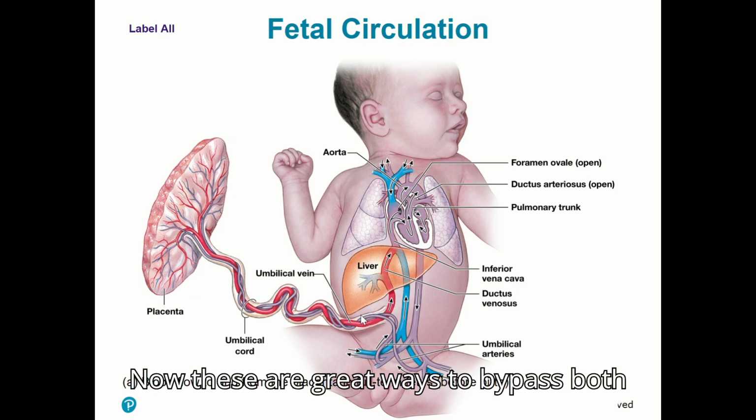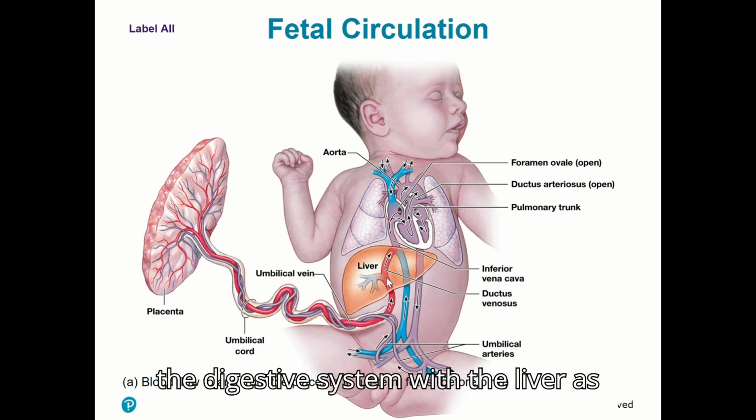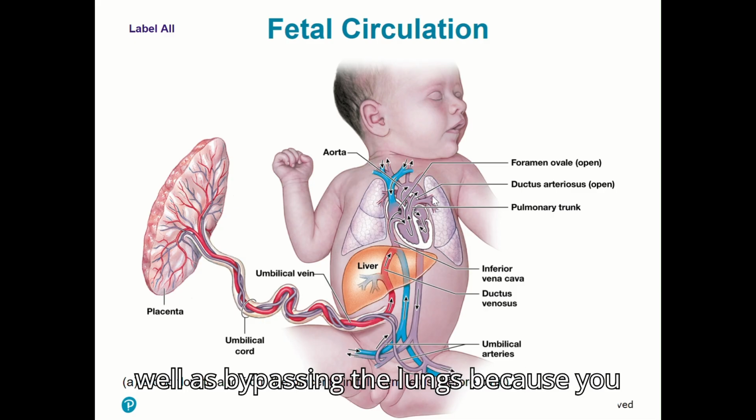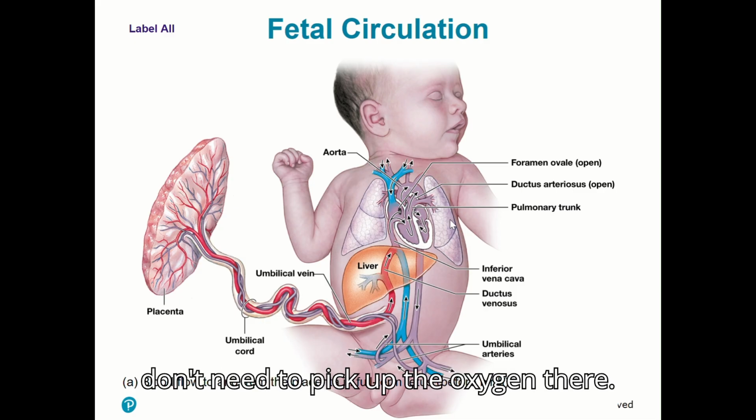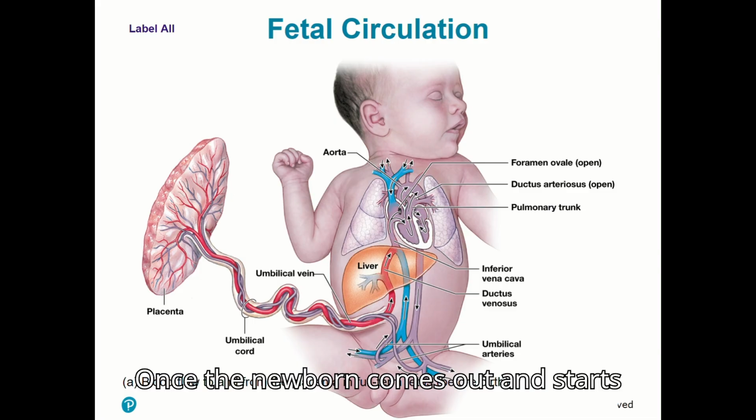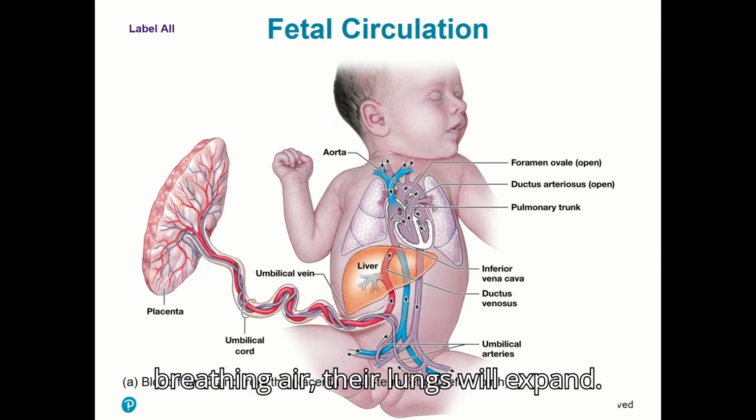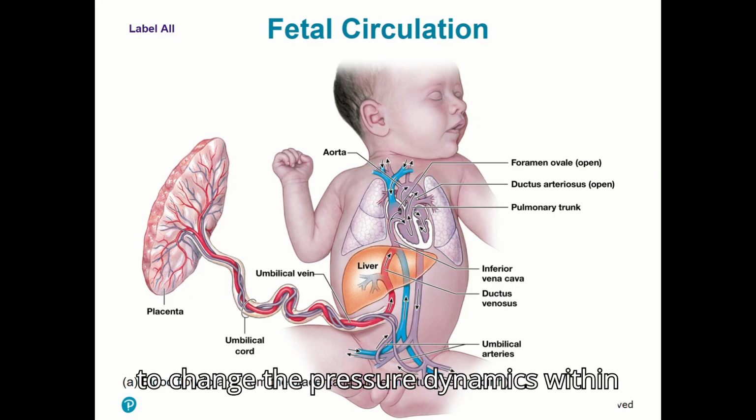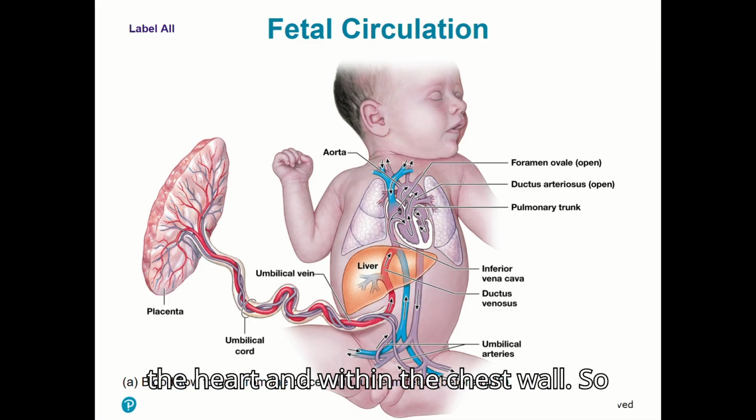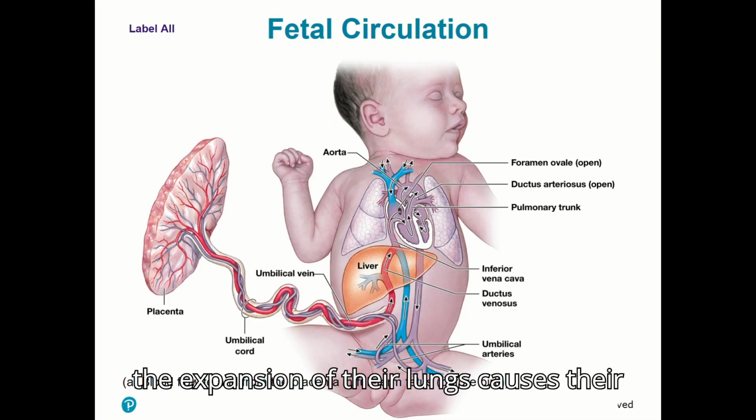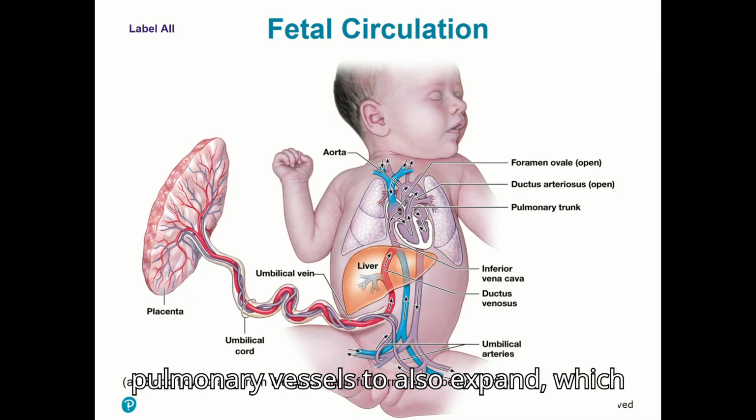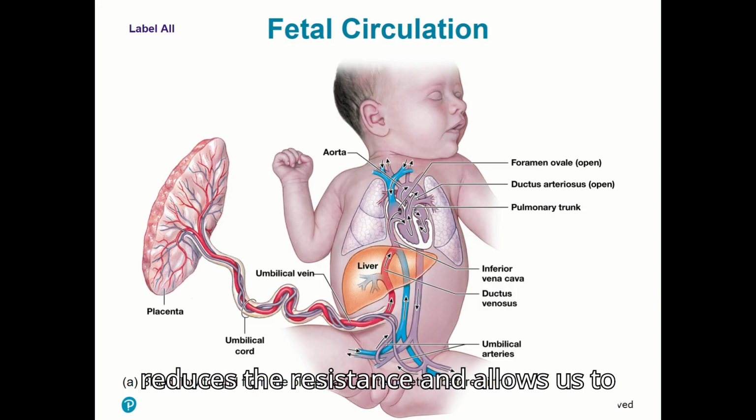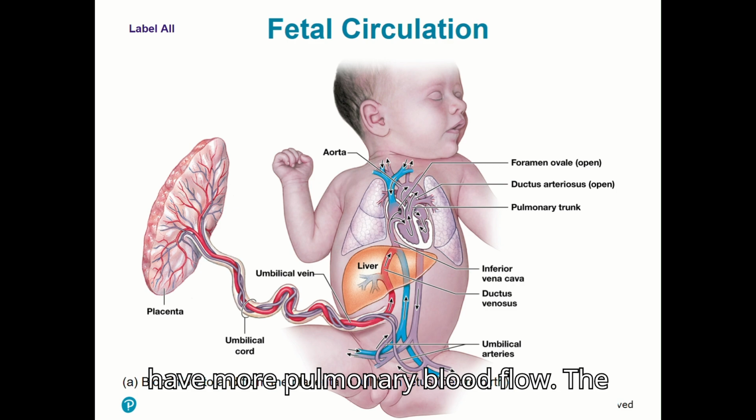Now, these are great ways to bypass both the digestive system with the liver as well as the lungs, because you don't need to pick up the oxygen there. Once the newborn comes out and starts breathing air, their lungs will expand. And as their lungs expand, that's going to change the pressure dynamics within the heart and within the chest wall. The expansion of their lungs causes their pulmonary vessels to also expand, which reduces the resistance and allows us to have more pulmonary blood flow.